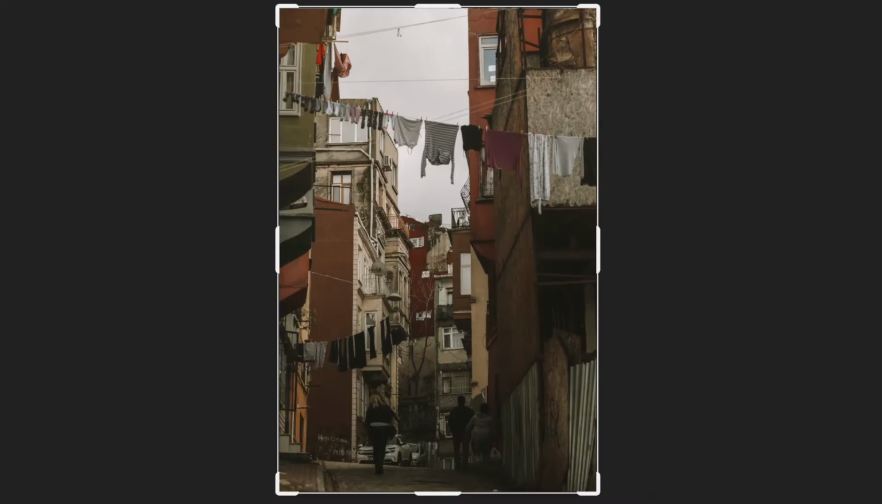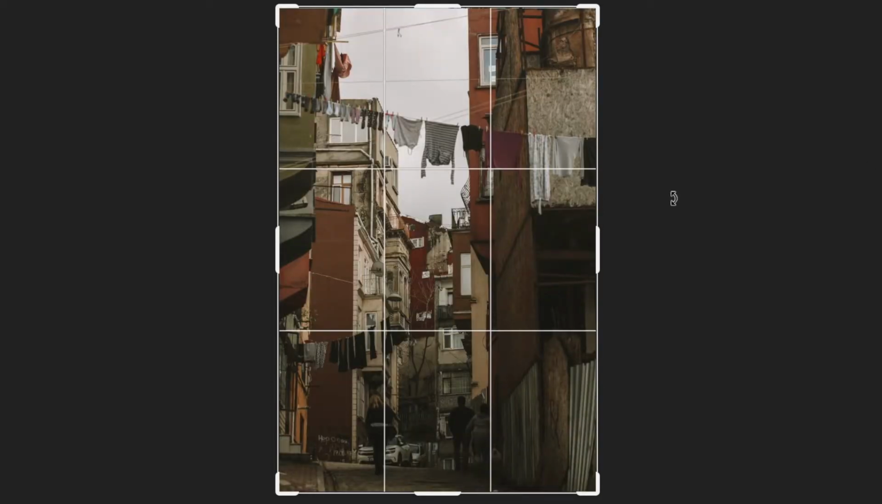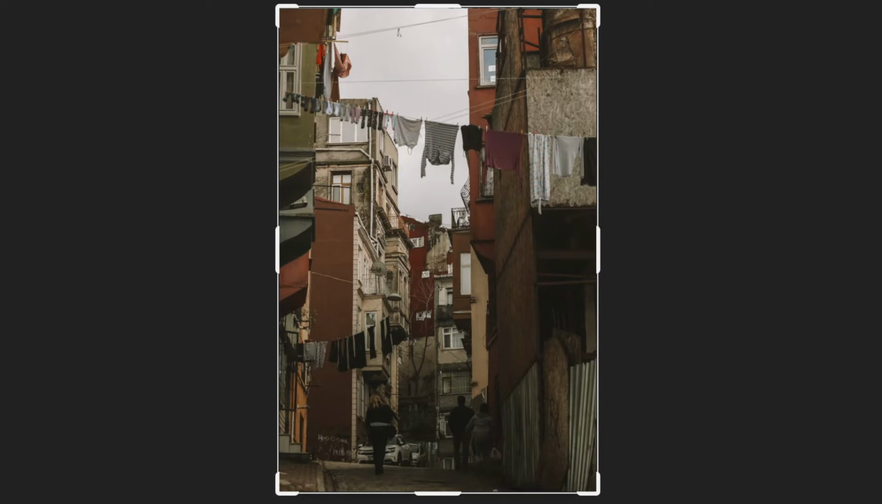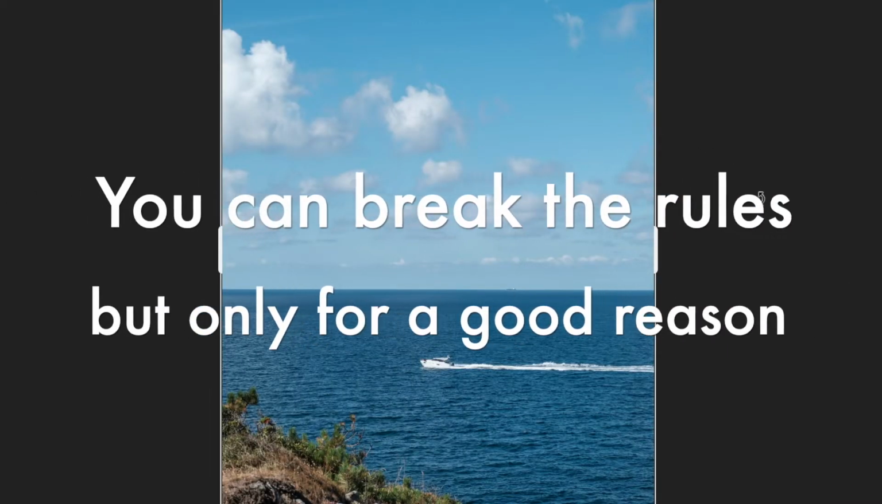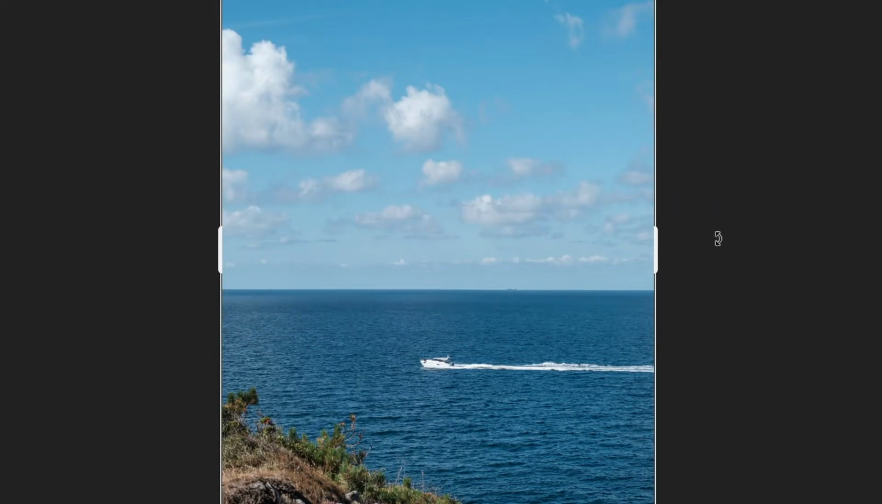Same thing on this photo with the clotheslines. The 2 clotheslines pretty much line up with the rule of thirds horizontally, and then the buildings make up the left and right side of the vertical rule of thirds. Just like any other rule in art, it can be broken if it's for a good reason.